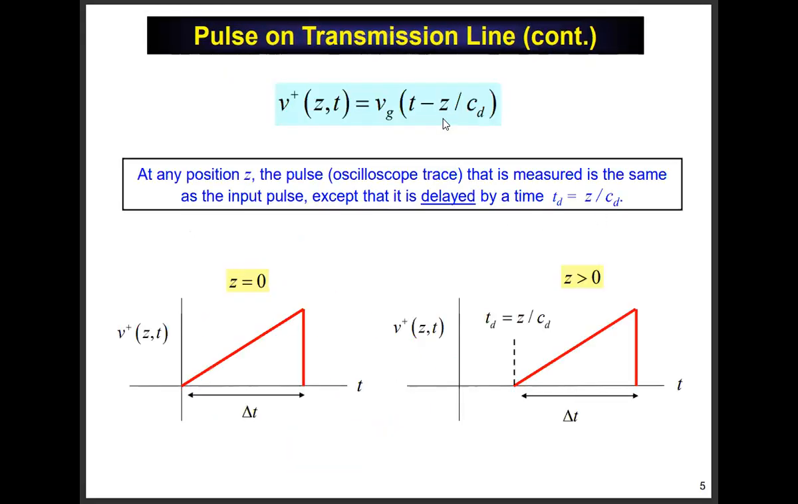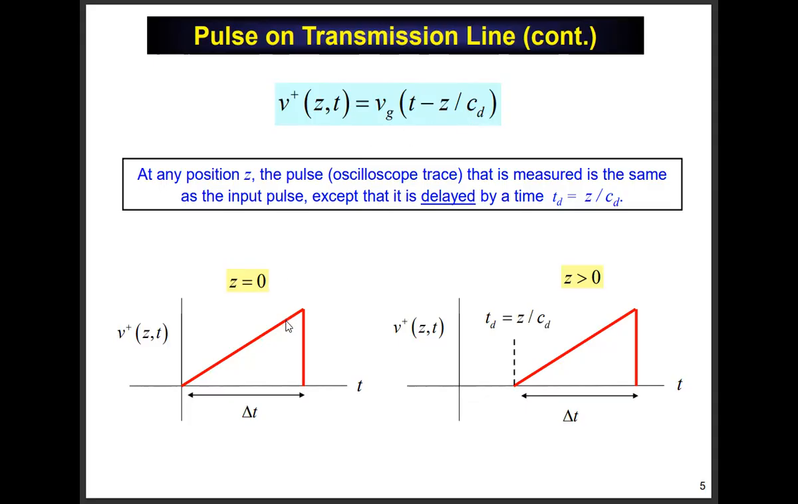So does this make sense? If I put z equals 0, I just see VG of t, what's coming out of the generator. If I'm further down the line, and z is like 1 meter, 10 meters, I still see the same generator voltage, but delayed, right? Of course, because it took time to get there. What time did it take? Well, distance, z over speed, right? Of course, it's a no-brainer. It has to be that way.